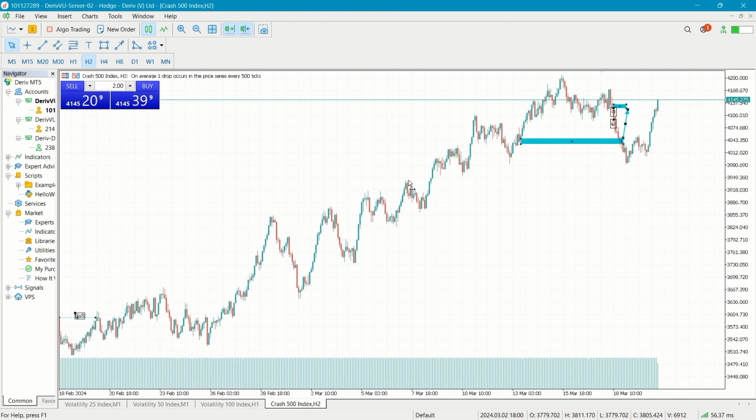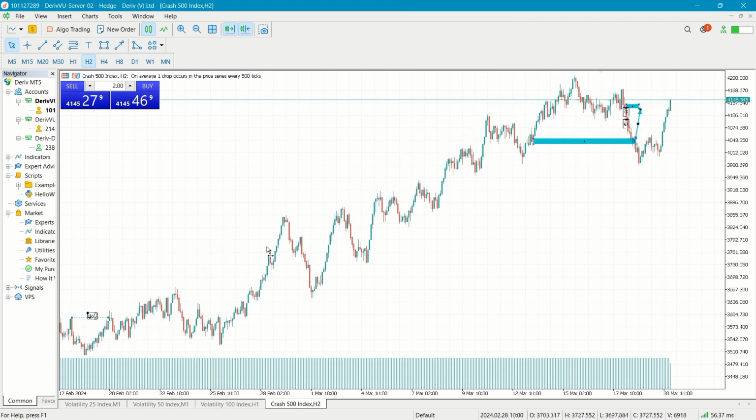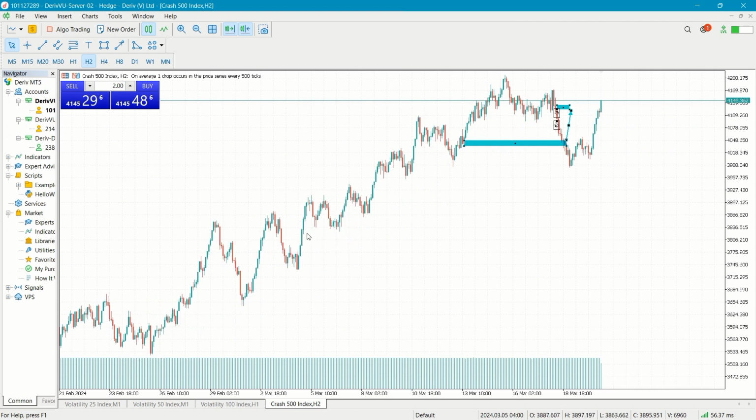So basically, what we have on the Crash 500 is it will make a series of bullish candles that are going up, right? And then at an average of 500 ticks, it will potentially make a big crash or a small crash depending on how the market is moving at that time, right? So as you can see, let us just go on some lower time frames.